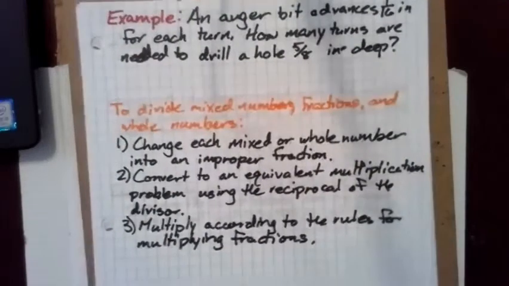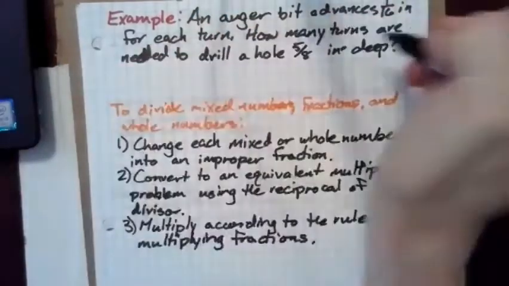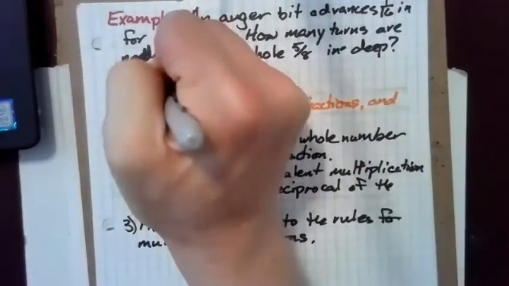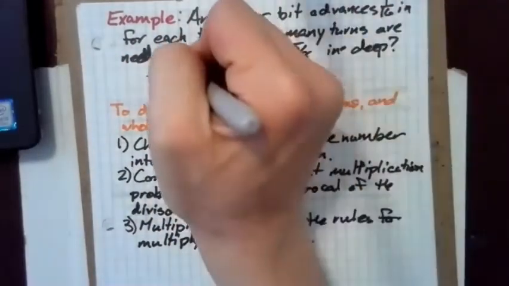Here is a more practical example. An auger bit advances 1/16 inch for each turn. How many turns are needed to drill a hole 5/8 of an inch deep? So what we need to do here is take 5/8 and divide by 1/16.